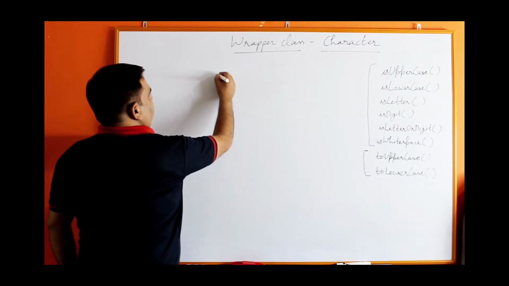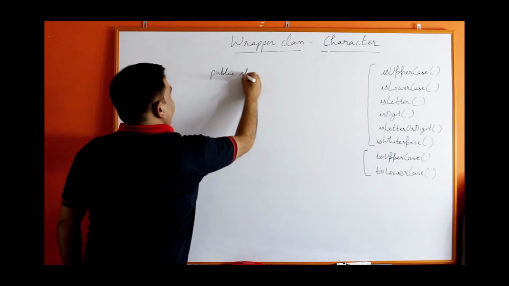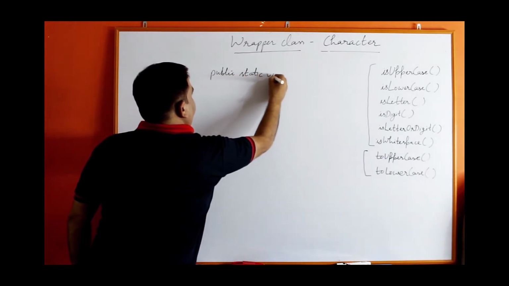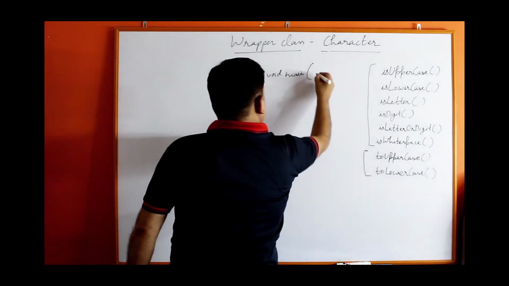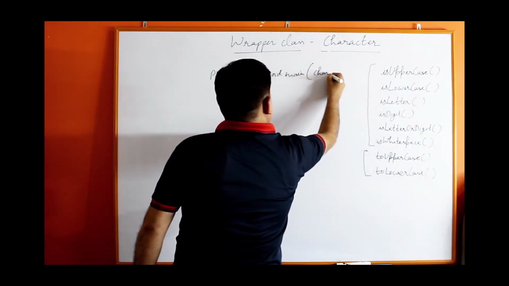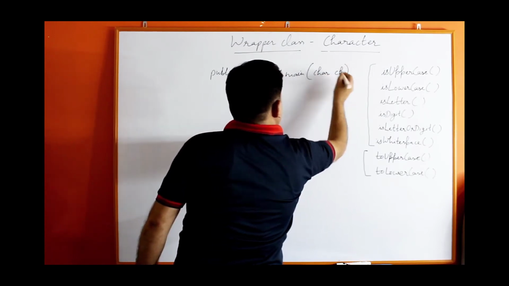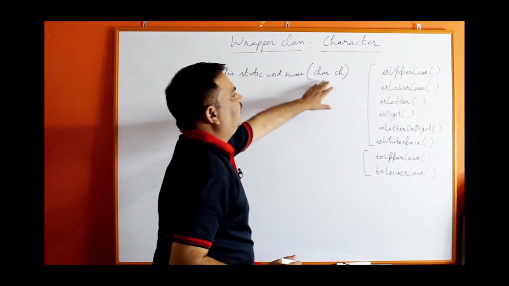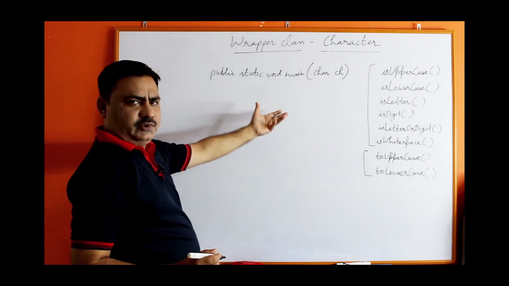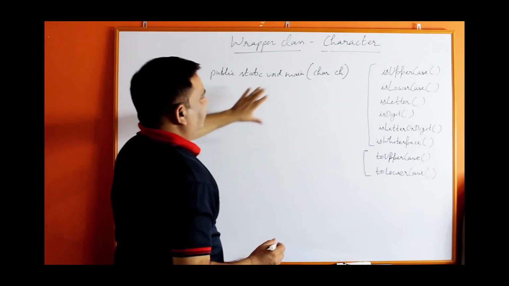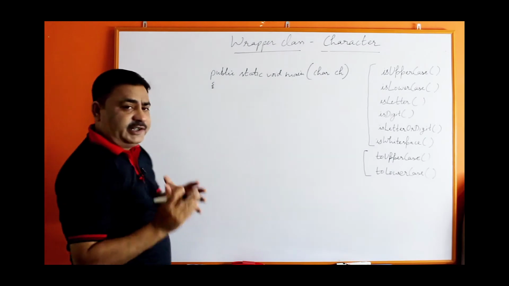So suppose this is the function, public static void main. Generally we write String args. I am writing char ch, a character type variable, which I have declared here in the parameter. You can also input the character using the BlueJ IDE. This is called the input character for this function. Now we have to check what type of character it is.